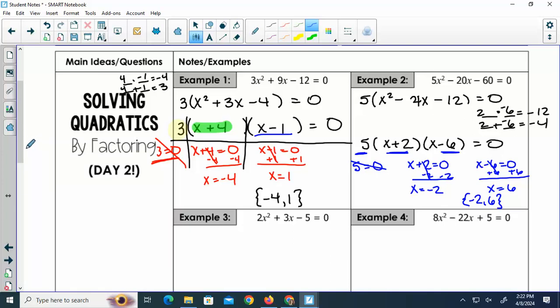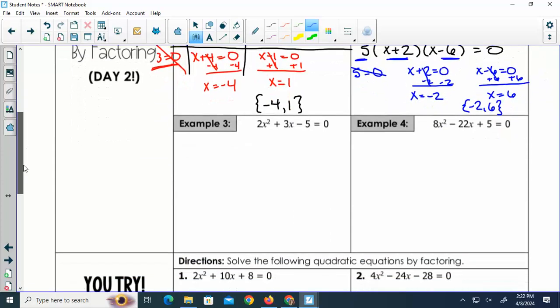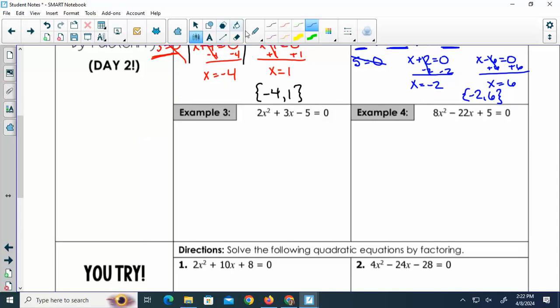Let's look at example 3. All right, first step to factoring is to check for a greatest common factor. Do we have one here? No. So if we don't have a greatest common factor, this is kind of going back to the old stuff when we were factoring.